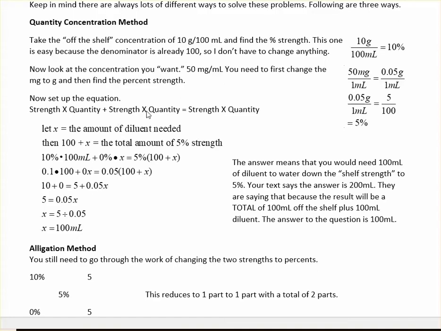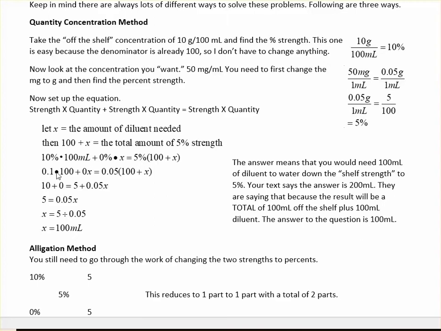If you're adding some quantity to this, then the ending quantity has to be whatever you're adding plus whatever you started with. The quantity at the end is the 100 milliliters that comes from off the shelf plus the amount of diluent that you're going to be adding. That's why I have 100 plus X associated with the total quantity over here. So I've got 10% times 100 is equal to 0% times X, because it's a 0% strength for the diluent, and for the ending one, it's 5% times that 100 plus X.